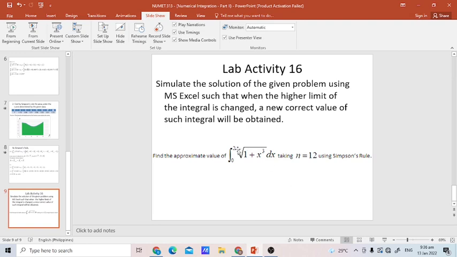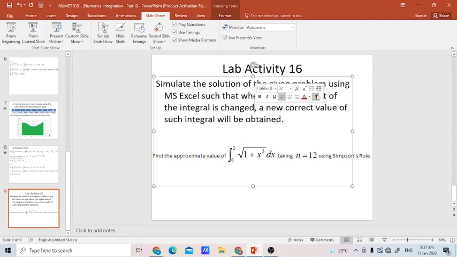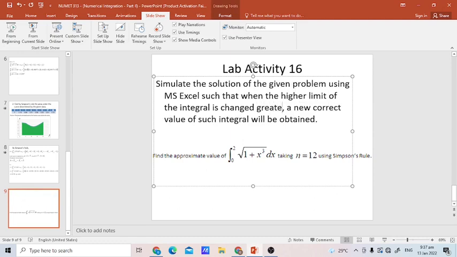So when 2 is changed, so when the higher limit of the integral is changed to greater than 2, a new correct value of such integral will be obtained. Okay, so that's it. I hope you get it.